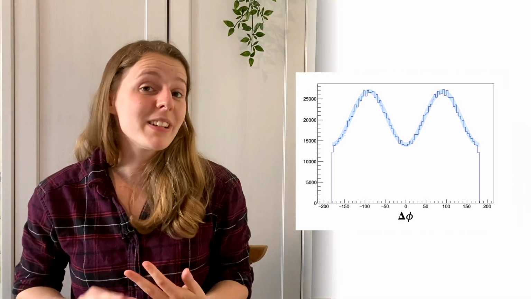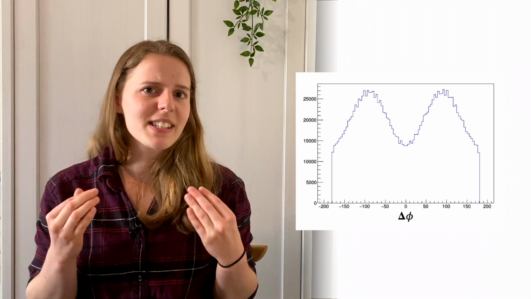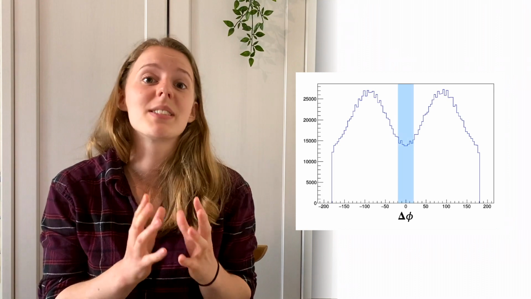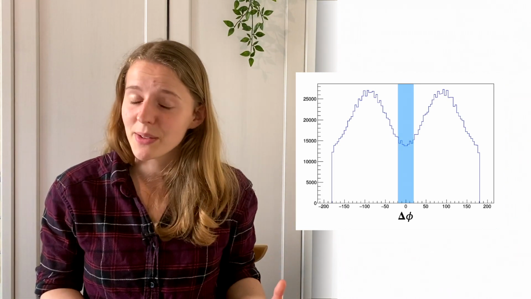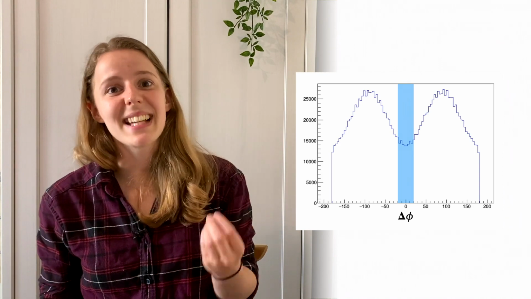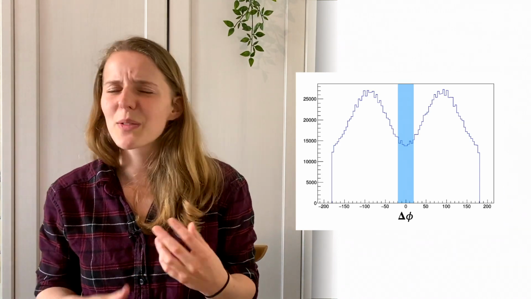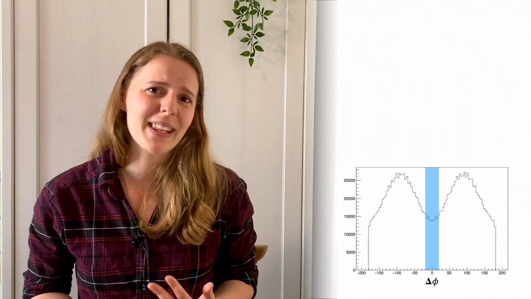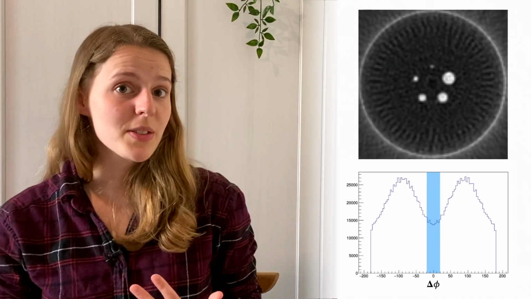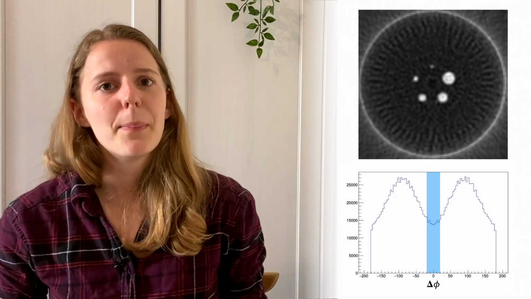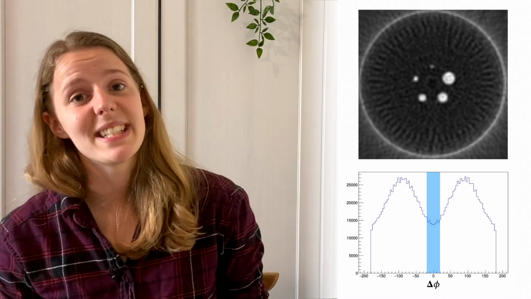We can then reconstruct an image. For this first image, we're only going to use events with delta phi around 0. So these are the events we think are least likely to be entangled, so most likely to be scattered or random. So if we only use these photons, we can expect the image to look pretty bad. You can see 5 bright circles where the radioactive sources are, but the image is blurred and noisy.